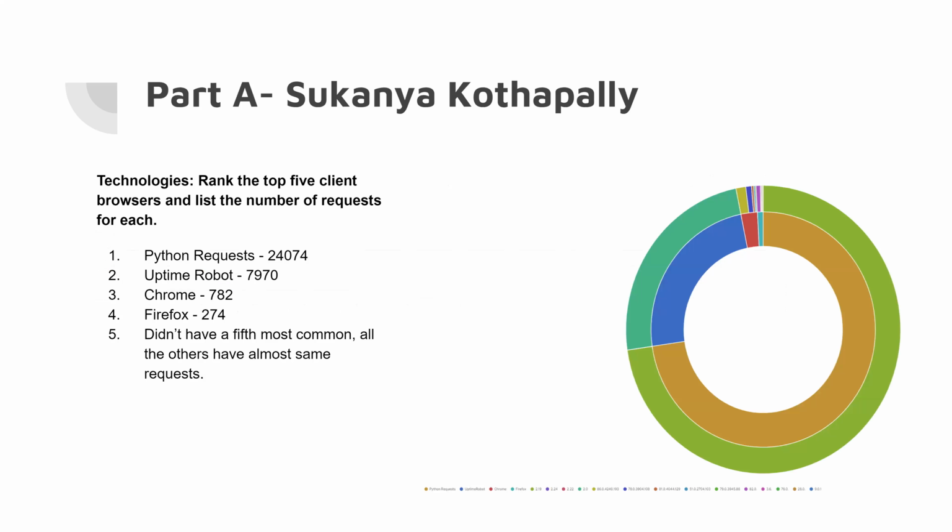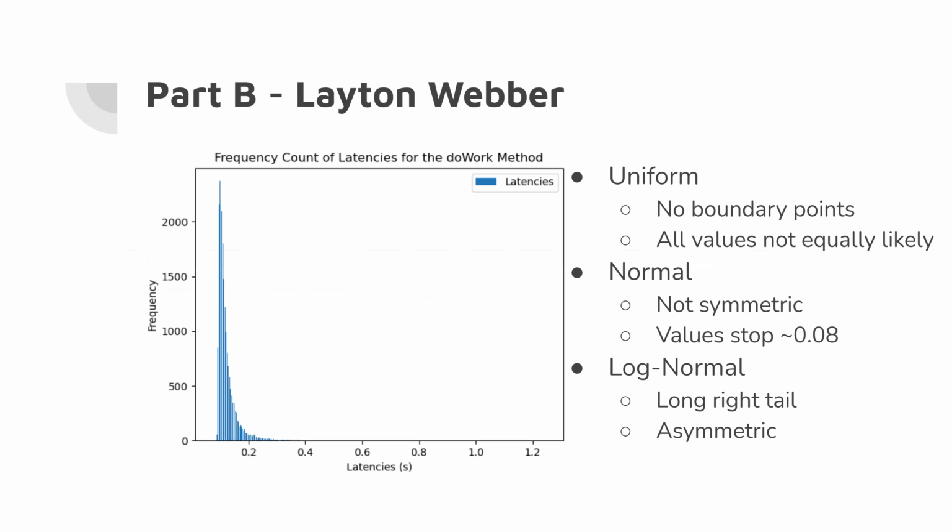These were the top 5 client browsers, and Python requests were most of all of them. And yeah, next Leighton will continue about part B.